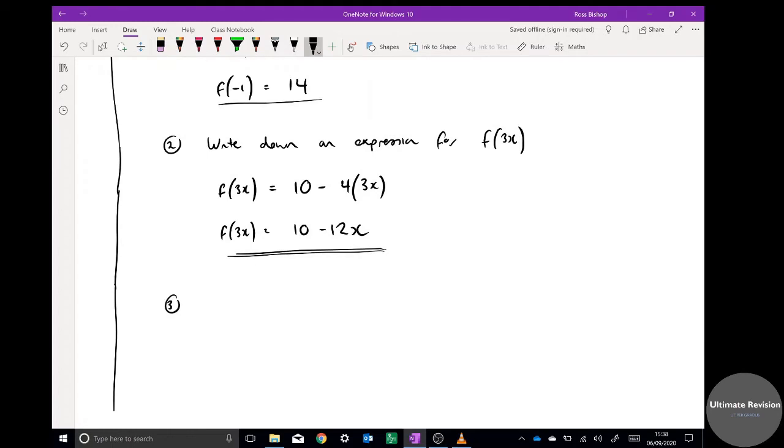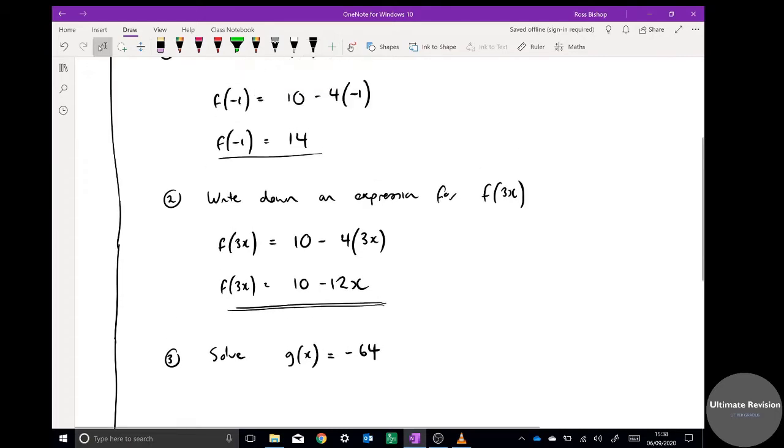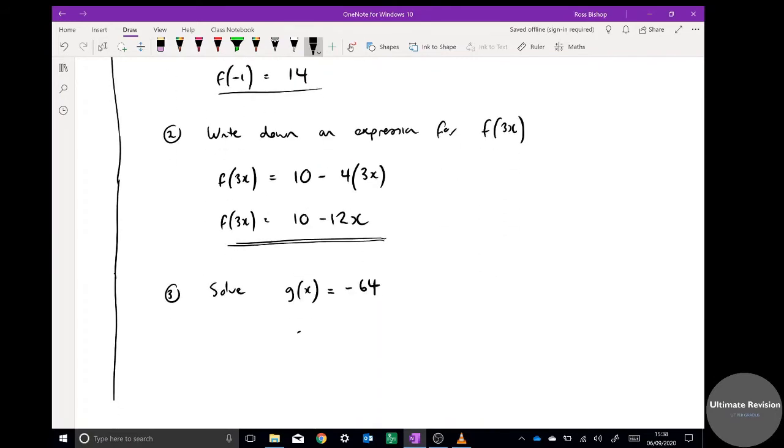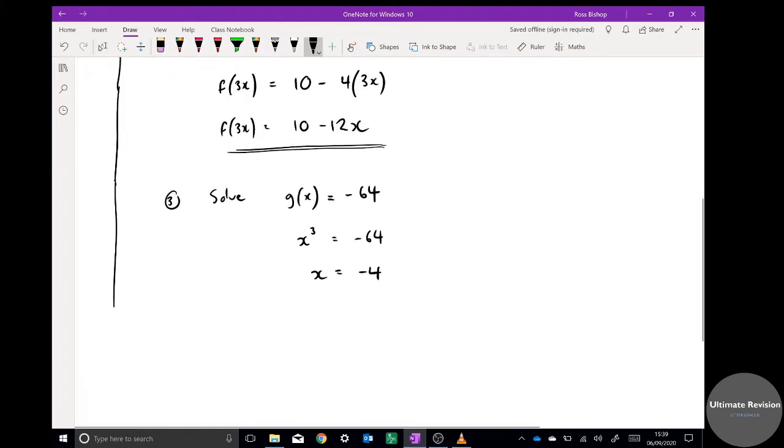And finally, solve g(x) equals negative 64. Okay, so I go to my g(x) function. g(x) is x cubed, so x cubed equals negative 64. If I cube root both sides, I get x is equal to minus 4.